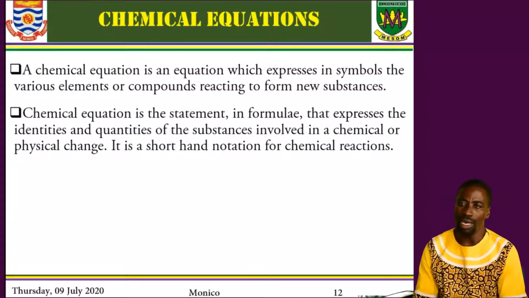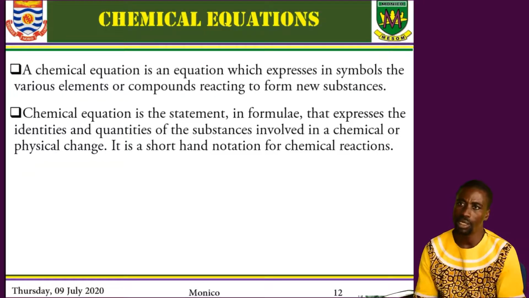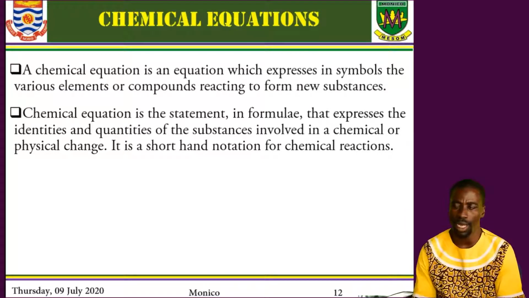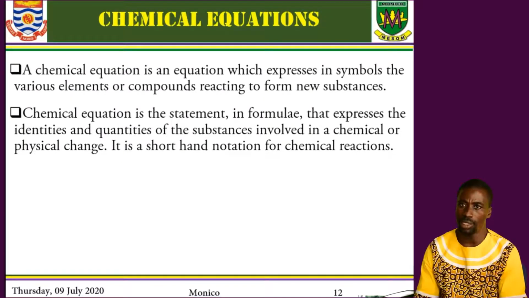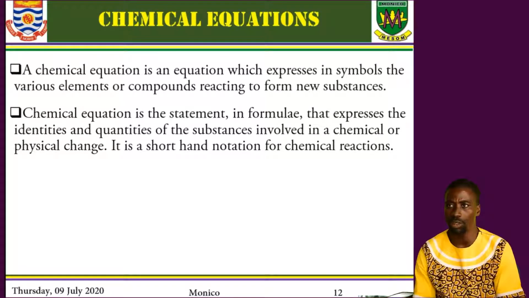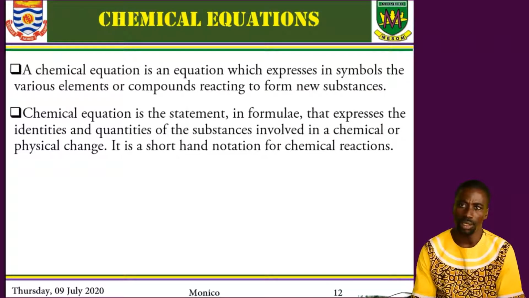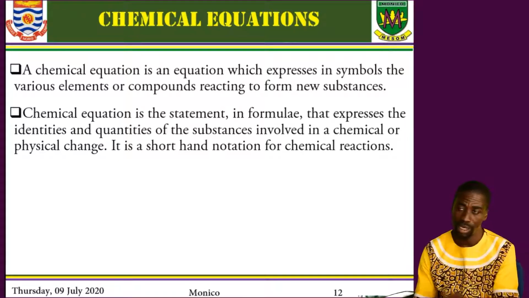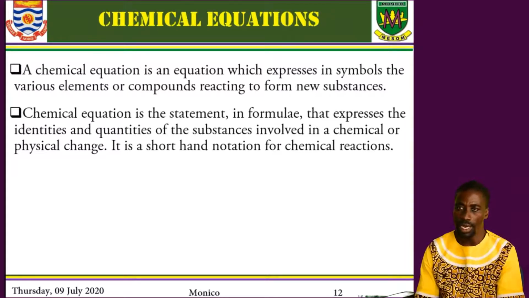Good. Now we are also adding that a chemical equation is a statement in formula that expresses what? Identities and quantities of substances involved in a chemical or physical change. It is also a shorthand notation for a chemical reaction. Very soon we'll look at chemical reactions, but we are saying that chemical equations are shorthand notation for a chemical reaction. So it's just a statement in formula that expresses the identities and quantities of substances involved in a chemical or physical change. Okay.